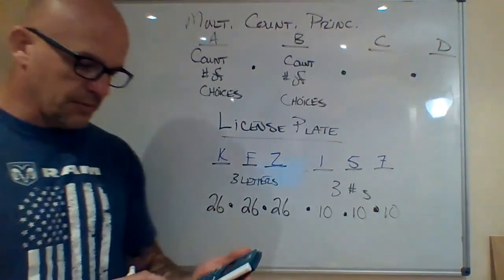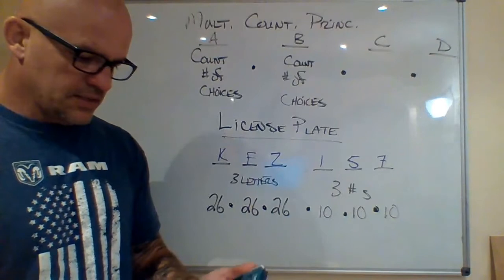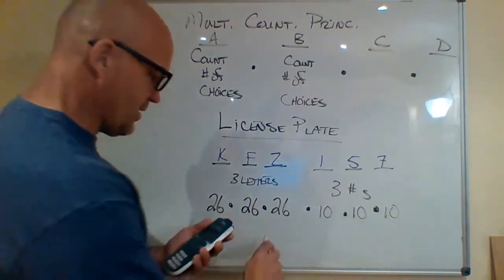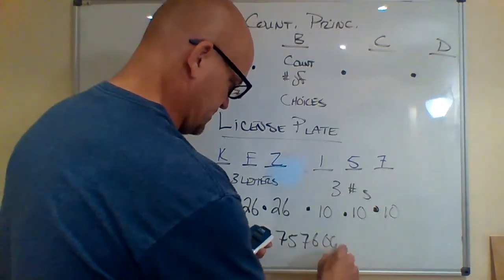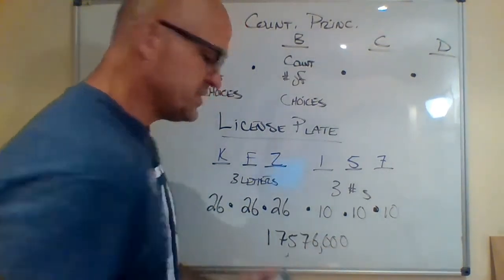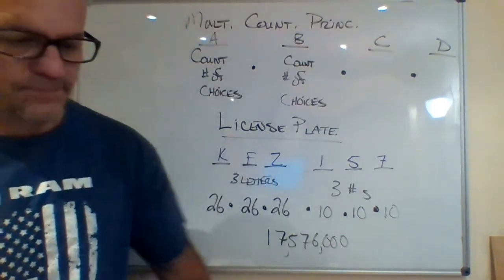And this is going to be a large number. So 26 times 26 times 26 times 10 times 10 times 10. I got 17,576,000 ways I can make that license plate. Pretty cool, huh?